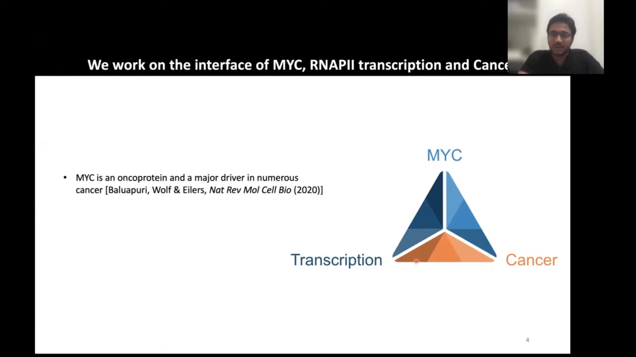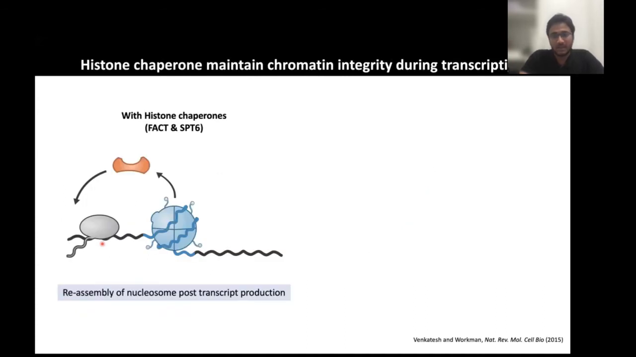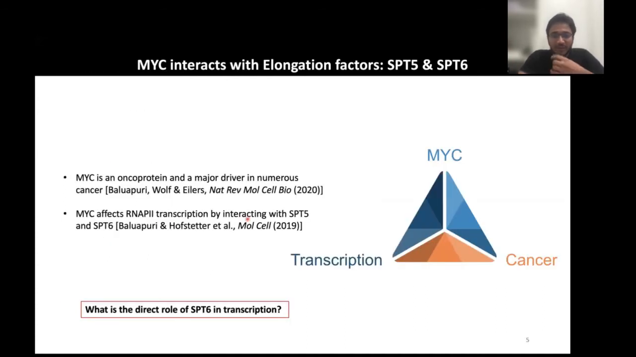When I joined Elmar's group back in 2018 as a master student, a couple of interesting findings about MYC, the oncoprotein, were being explored. A couple of grad students observed that MYC affects RNA-Pol2 transcription by associating with elongation factors like SPT5 and SPT6. Whereas the story on SPT5 got published back in 2019, I got interested in SPT6.